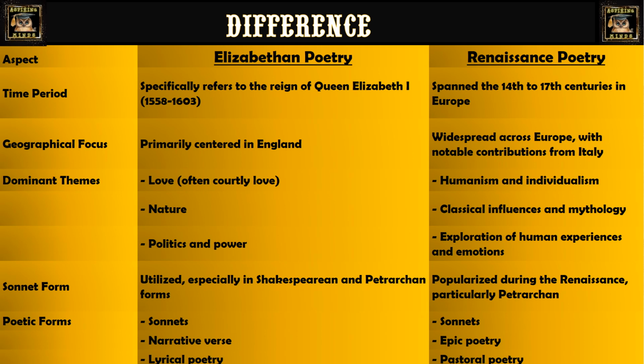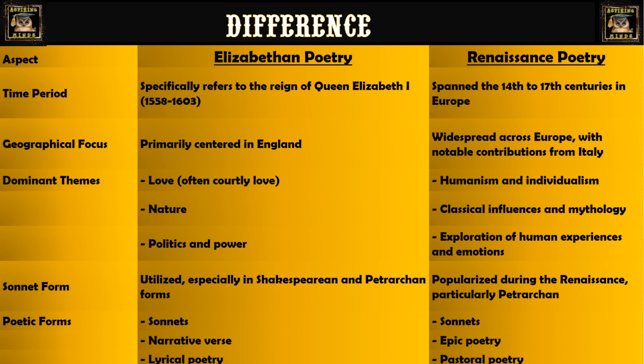Elizabethan poetry primarily centered in England, while Renaissance poetry was spread all across Europe. Notably, the contributions that came from Italy. The dominant themes of Elizabethan poetry were love, nature, politics, and power. And the themes of Renaissance poetry were humanism and individualism, classical influences and mythology, exploration of human experiences and emotions.